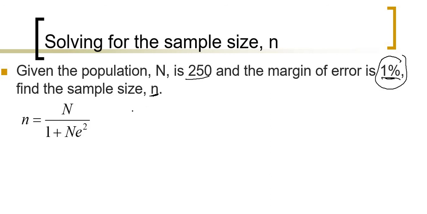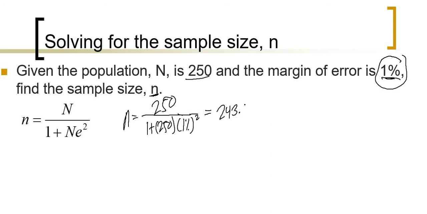With that, we can now find your sample size, small n, which will be equal to 250 divided by 1 plus 250 multiplied by 1% squared. And you can easily input this in your calculators. If we input this in the calculators, we will have 243.90, rounded to 2 decimal places here. However, we do not have a 0.90 person. So, if this is the answer for our sample size, we always have to round up.